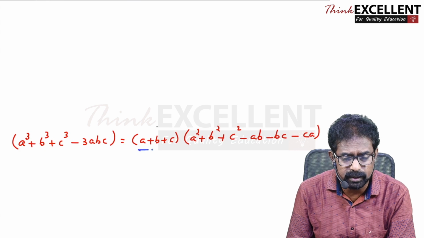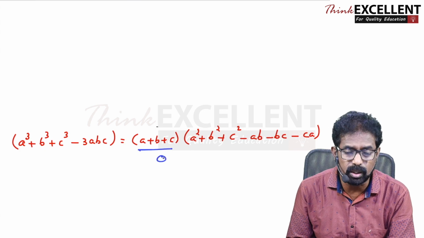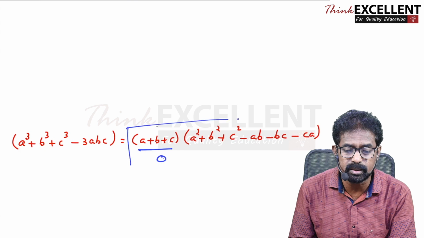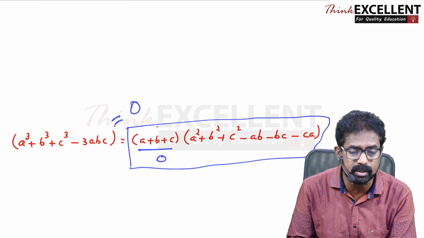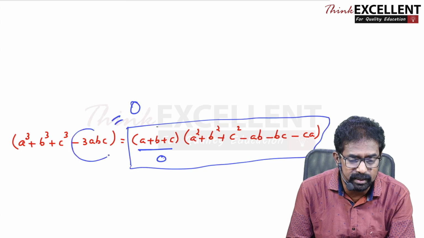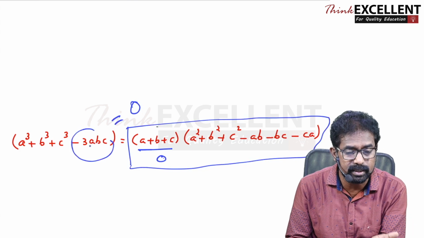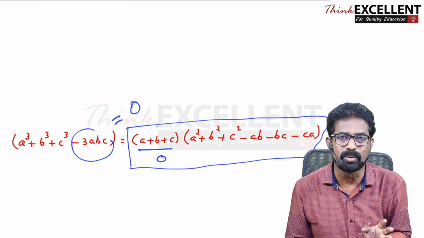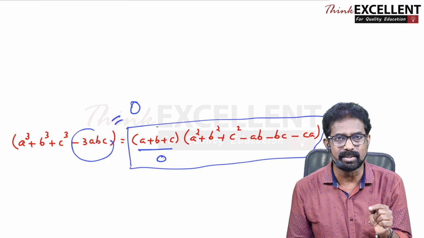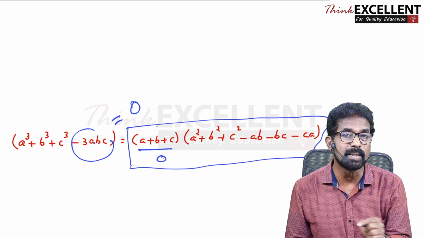Suppose a plus b plus c is 0. This part is 0. So 0 into anything, totally it is 0, right? Totally this part is 0. You are getting this is equal to 0. Take this minus 3abc to the right side, it will become plus 3abc, because the right side is already 0. Why? Because we are applying a condition: a plus b plus c is 0.